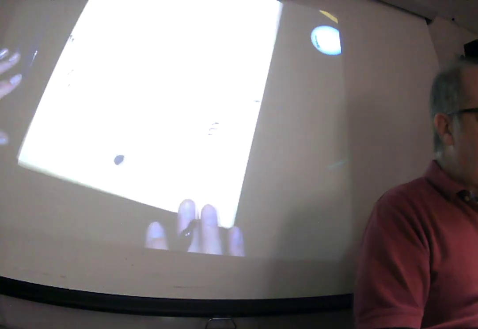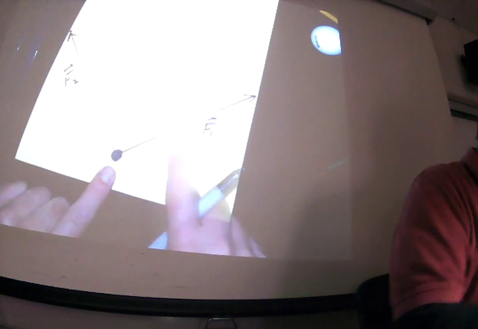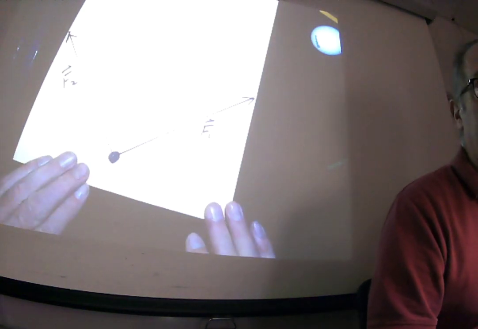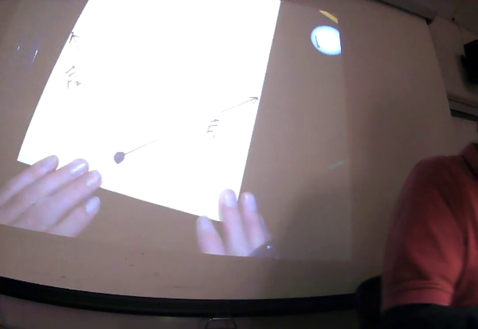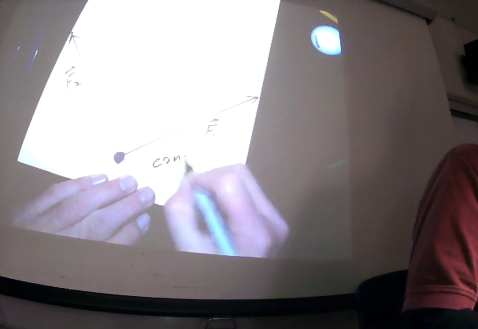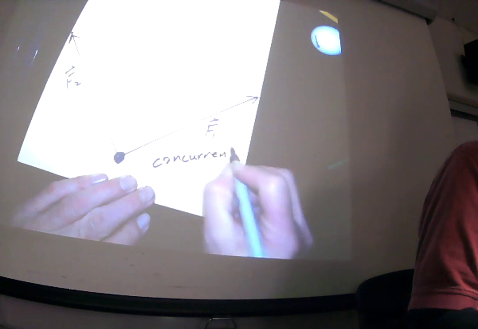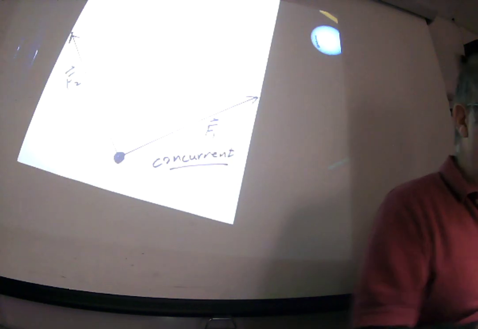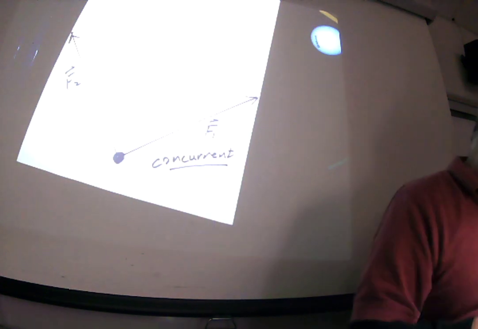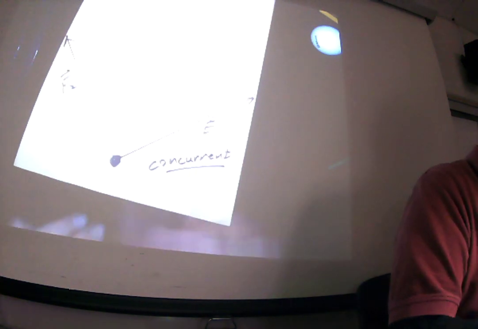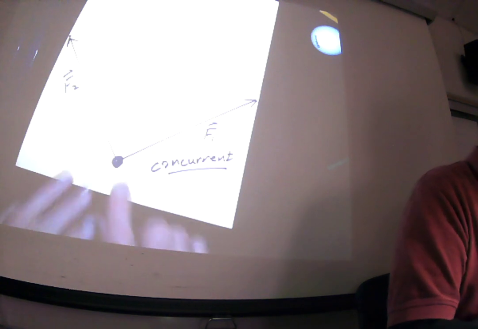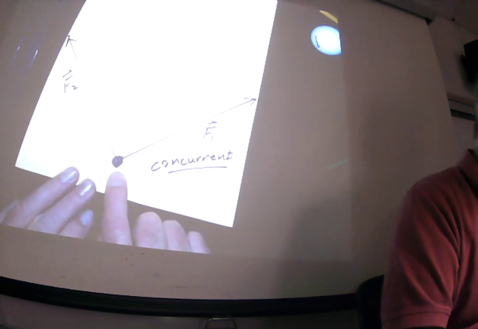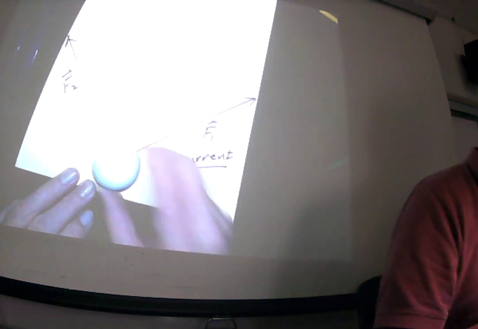Now, when two or more forces act on a single point, this is a vocabulary term, we call those concurrent forces. I will never actually test you on that term, but in case you see it, concurrent forces mean two or more forces that act at a single point, such as pushing on this ball.